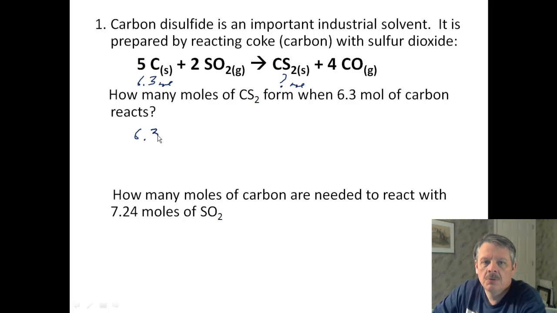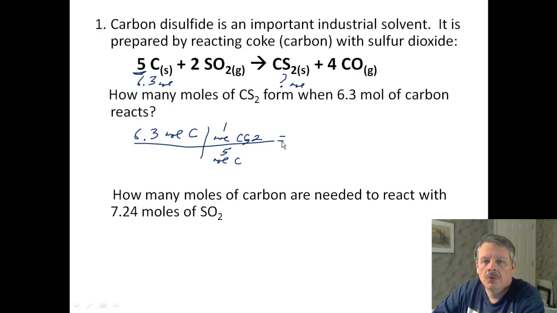We start with the information that we're given, which is 6.3 moles of carbon, and we have to convert from moles of carbon to moles of CS2. And there are 5 moles of carbon, and there are 1 mole, that's a ratio of 5 to 1, moles of CS2. So we take the 6.3, we divide by 5, and we get 1.3 moles of CS2.